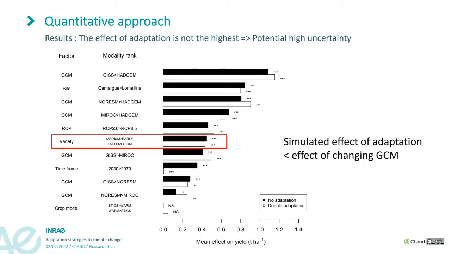So what it means is that there is quite a high uncertainty based on the choices we made on GCM in this study, as the simulated effect of variety adaptation is lower than the effect of changing the GCM. So it's just to make you think carefully about models. We need to know in detail what is below the simulation. Here, saying the effect of changing variety is 0.4 tons per hectare. Okay, but how does it depend? What is the experimental design, the modeling design underneath?